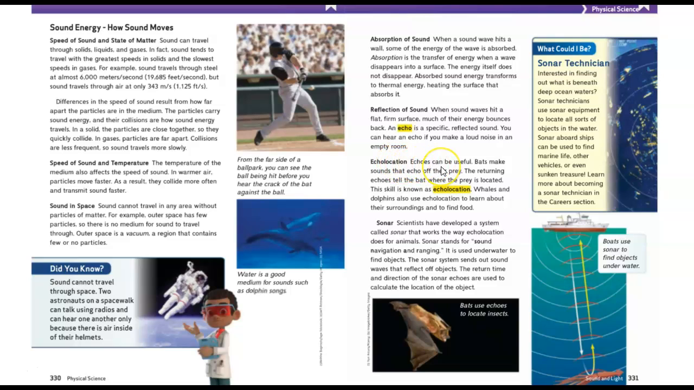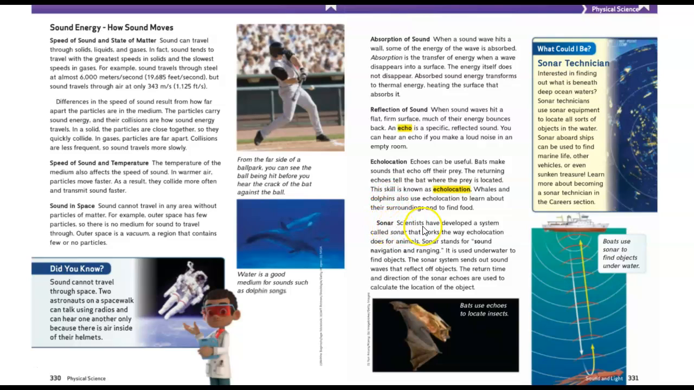Echolocation. Echoes can be useful. Bats make sounds that echo off their prey. The returning echo tells the bat where their prey is located. This skill is known as echolocation. Whales and dolphins also use echolocation to learn about their surroundings and to find food. And remember, we just talked about dolphins earlier.